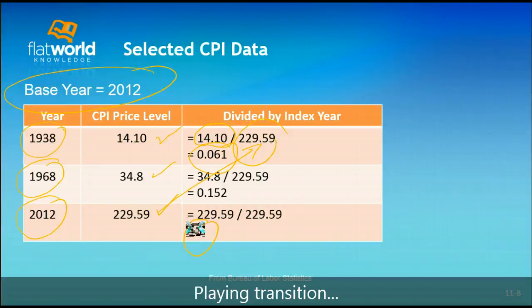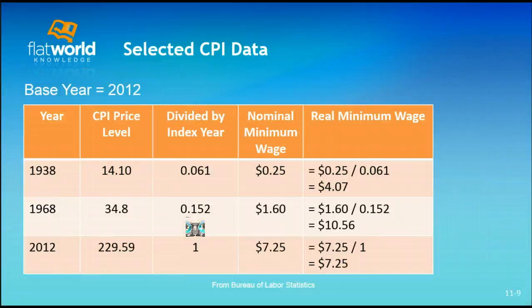Now I take those deflators, or those divided indices, and I grabbed the nominal wage information. Nominal minimum wage in 1938 was $0.25. Nominal minimum wage federally in 1968 was $1.60, and in 2012 it's $7.25. I take those nominal minimum wages and divide them by the valuation I got over here. And what I find is that in 2012 dollars, the minimum wage in 1938 would be $4.07.